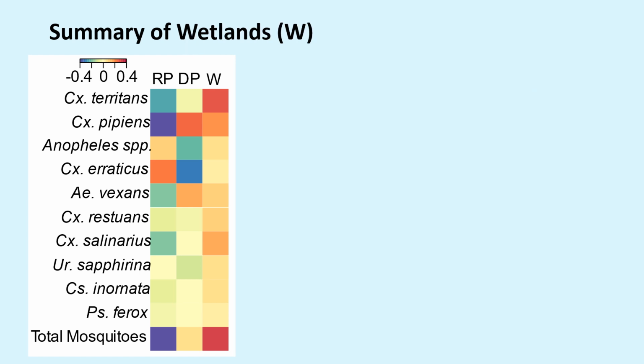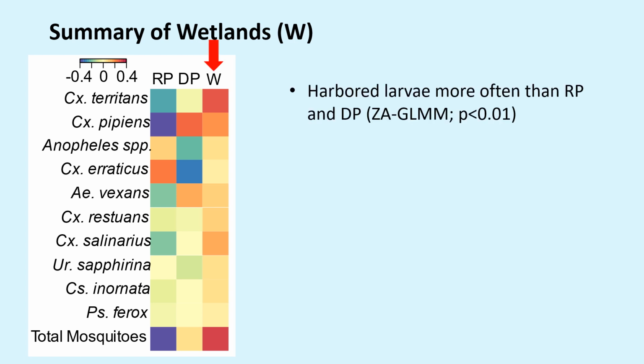All right, so finally with wetlands, I don't think this is too surprising, but wetlands in general were very positively correlated with mosquitoes, especially overall. So I just wanted to mention that we did conduct a zero-altered generalized linear mixed model to test this hypothesis and to very basically explain what we're doing here.